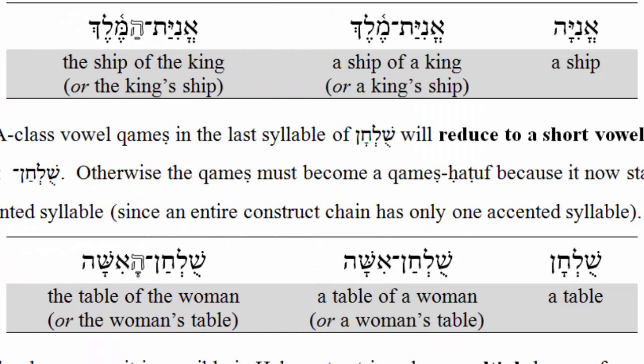Notice then how we say a ship of a king. Oniyat melech. Or if it's rendered definite, the ship of the king. Oniyat hamelech. Soon you'll become very skilled at noticing that a patach tav ending of a word is very likely indicating that this is a word in construct with the next one.